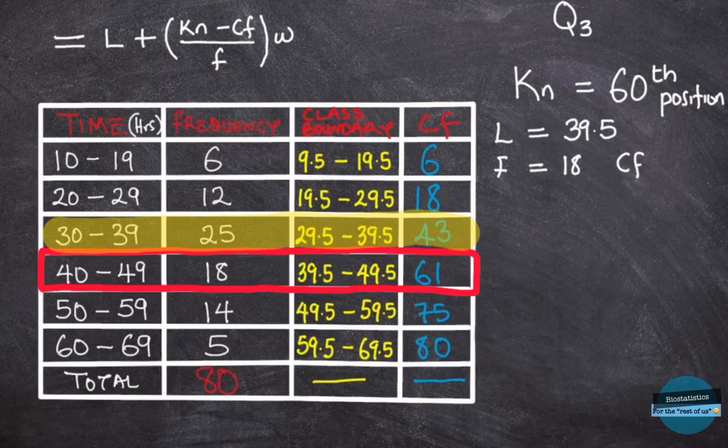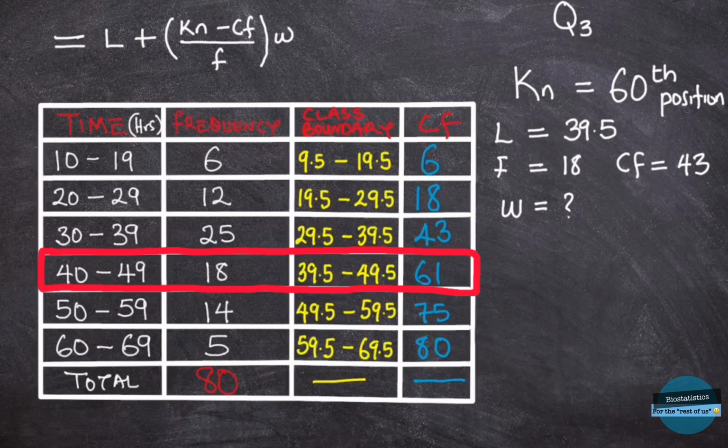The 30 to 39 class is the class before the 40 to 49 class. So we just grab its cumulative frequency, right? That's 43. So CF is 43. And lastly, W, which is the class width, is what we need to find out now.